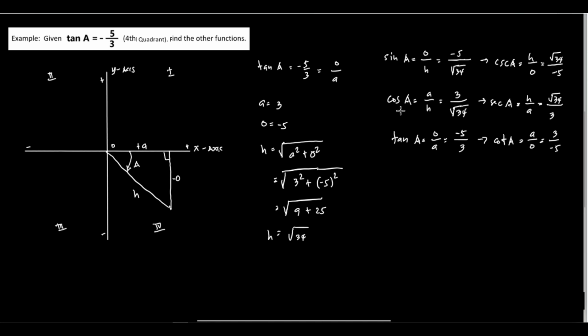Therefore, the values of the functions are: sine A, that's negative 5 over square root of 34. Cosine A, that's 3 over square root of 34. Tangent A, that's the given, negative 5 over 3. Cosecant A, square root of 34 all over negative 5. Secant A, that's square root of 34 all over 3. And cotangent A, that's 3 all over negative 5. So these are the remaining values of the given functions.